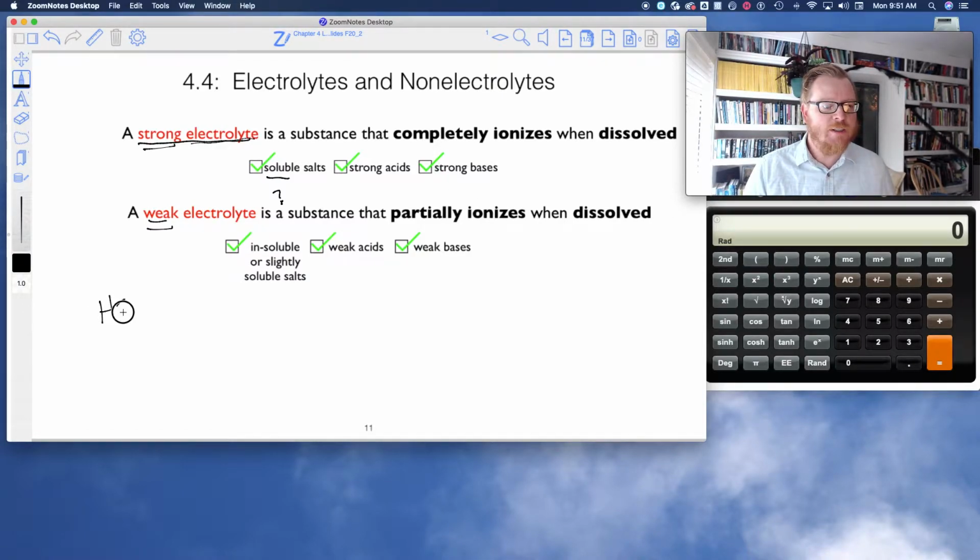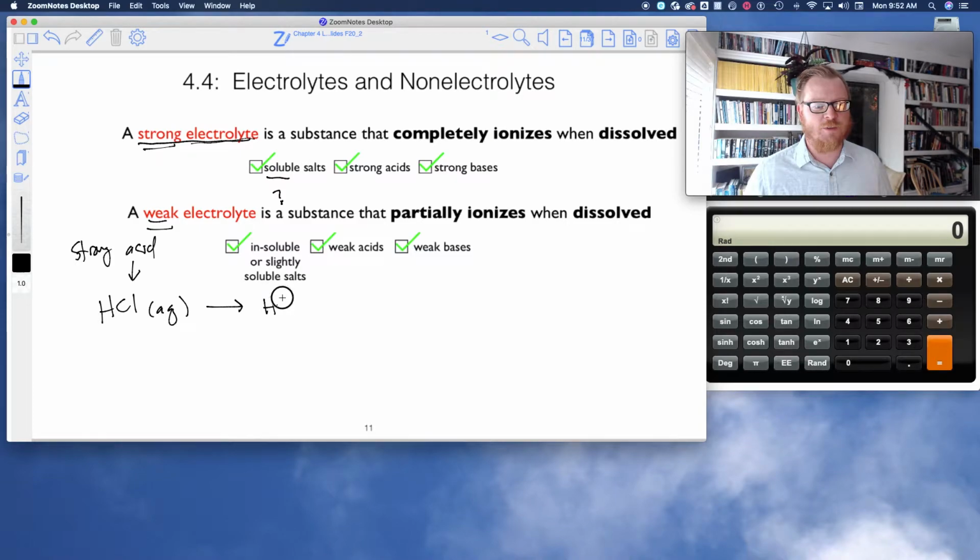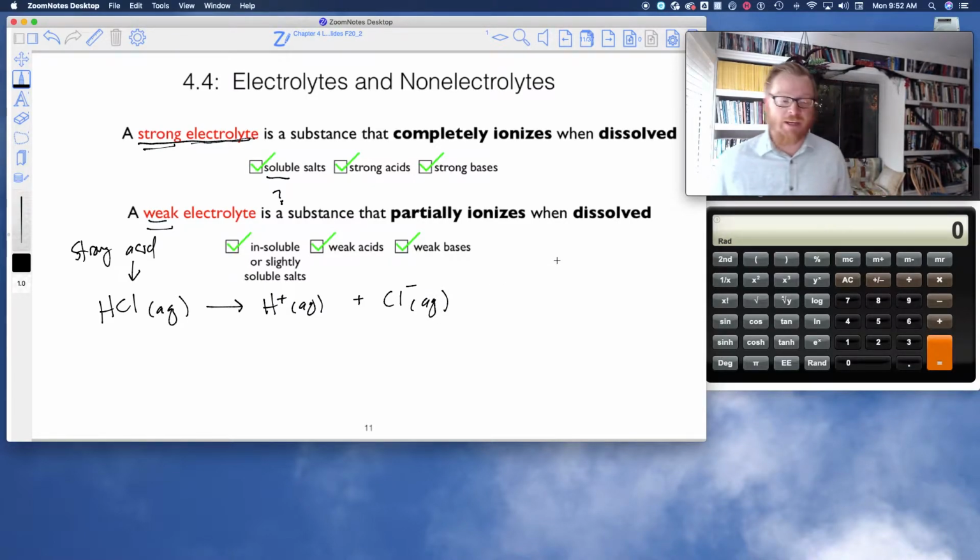So HCl is a strong acid. Okay? And by saying strong acid, no, this isn't the stuff you take at Burning Man. There is a chemical definition of strong acid, okay? And that definition is that it completely ionizes when dissolved. So that means this HCl aqueous, when it dissolves in a solution, completely breaks up into H plus and Cl minus, okay?